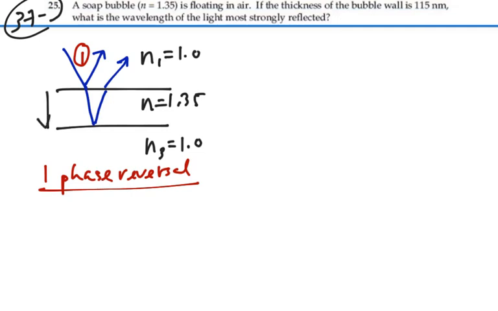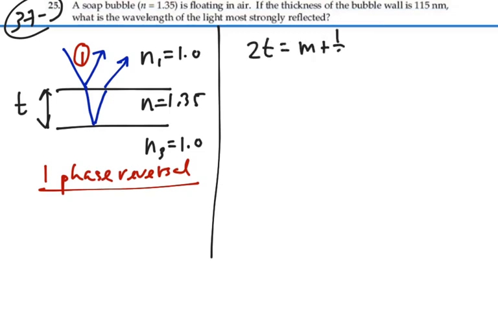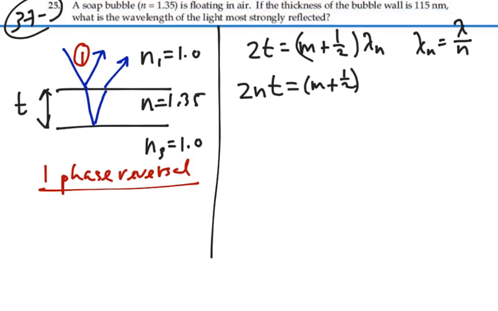so we want the thickness of the bubble to help us with a path length that will give us another half cycle of phase difference. So we want twice that thickness to equal m plus 1/2 times the wavelength within the bubble. This wavelength within the bubble is equal to the wavelength in the air divided by the index of refraction of the bubble. So we have 2nt is equal to m plus 1/2 times the wavelength of the light.